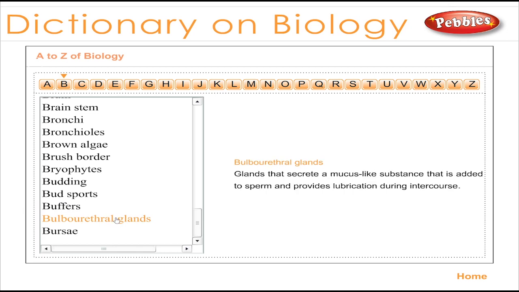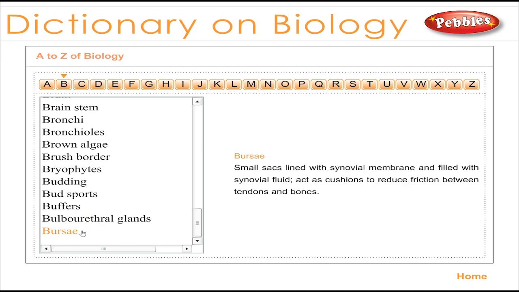Bulbourethral glands, glands that secrete a mucus-like substance that is added to sperm and provides lubrication during intercourse. Bursae, small sacs lined with synovial membrane and filled with synovial fluid, act as cushions to reduce friction between tendons and bones.